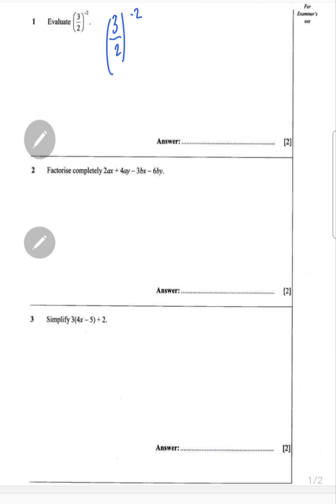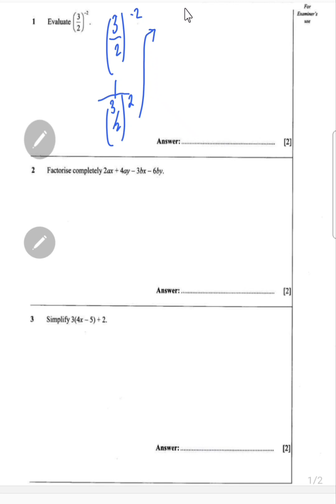This topic is coming from indices, so you first have to get rid of the negative. And how do we do that? We do that by dividing everything by 1. So we're going to divide by 1, then you say over, we have 3 over 2 to the power 2. Once you divide by 1, the negative goes. Then you have to simplify this at the bottom here.